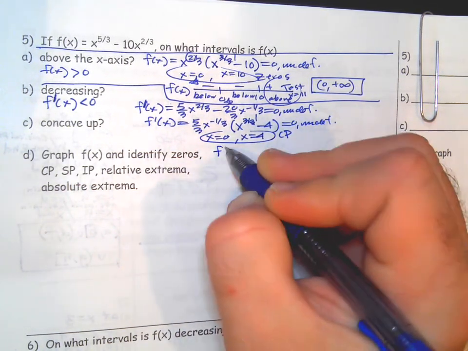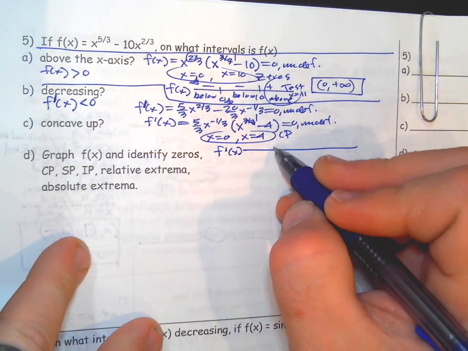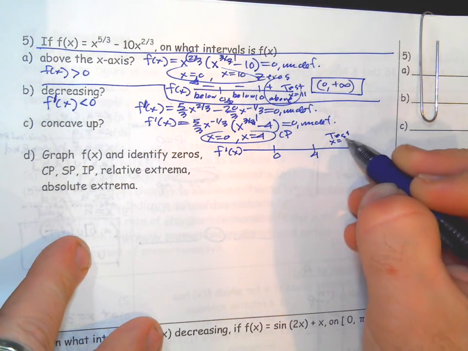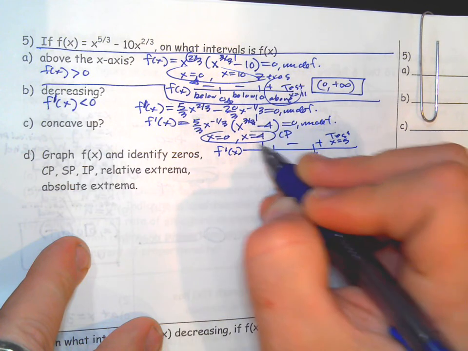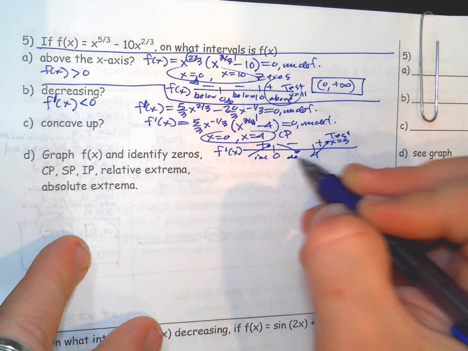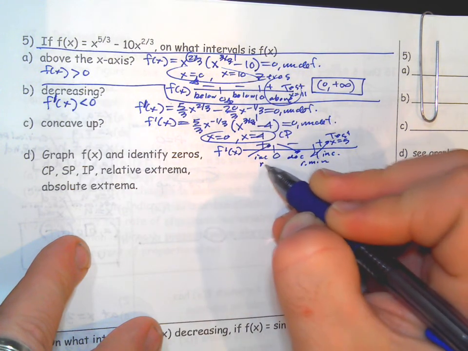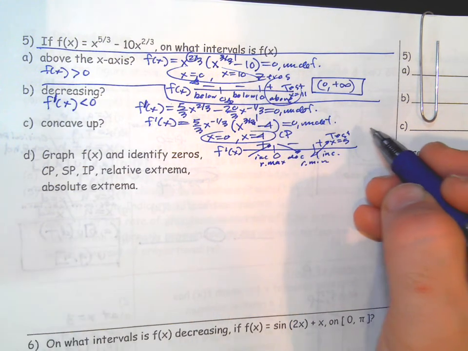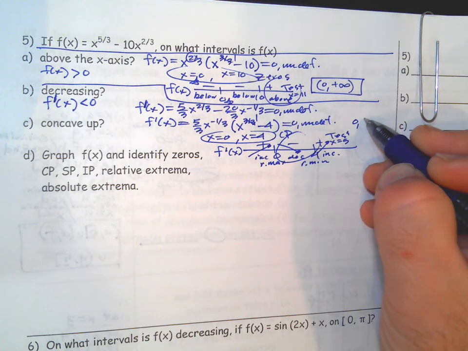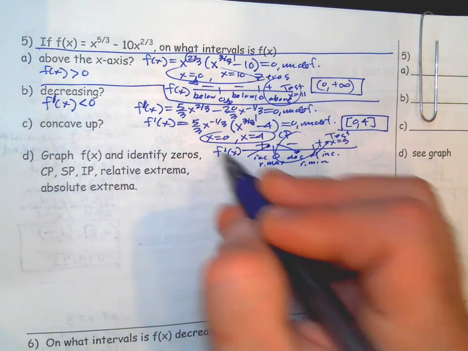We're going to do a line check. 0, 4, test a point, x equals 5: positive, negative, positive. Arrow up, arrow down, arrow up: increasing, decreasing, increasing, relative min, relative max. So you can find a lot of answers on this. We are specifically looking for where it was decreasing, so that would be 0 to 4, brackets.